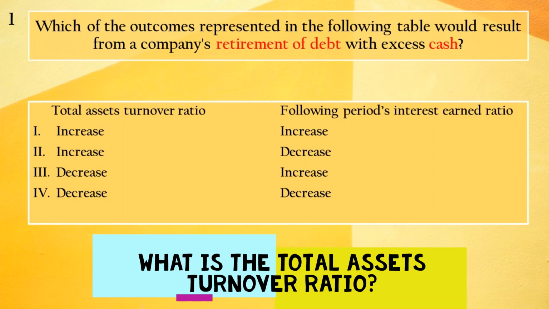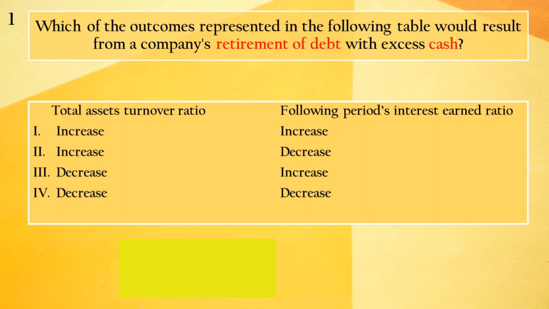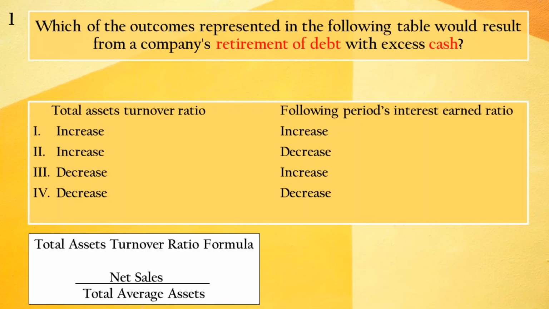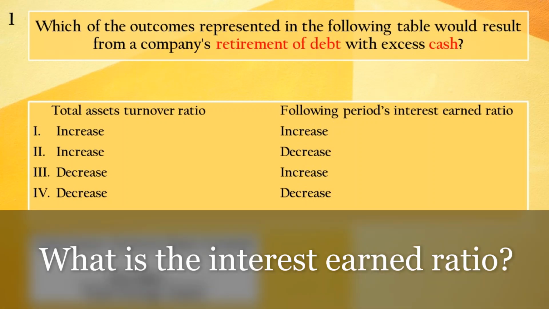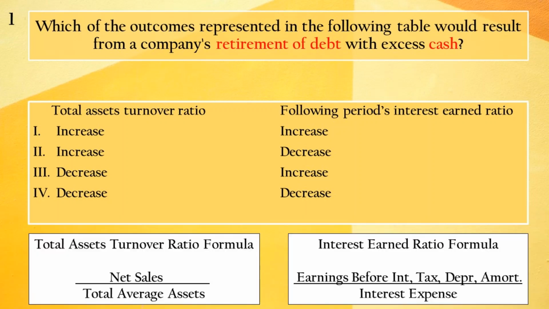So what is assets turnover ratio? That is net sales divided by average total assets. And what's the formula for interest earned ratio? It is EBITDA divided by interest expense. If you don't know what EBITDA is, that is earnings before interest, taxes, depreciation, and amortization. You will shortly learn this like the back of your hand after a while, after dealing with a lot of these questions.